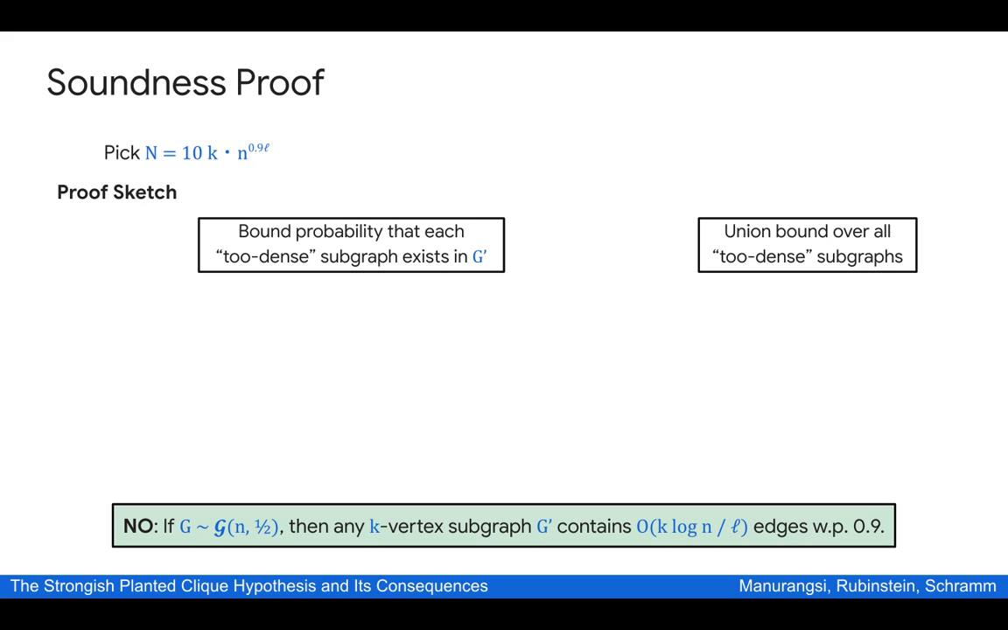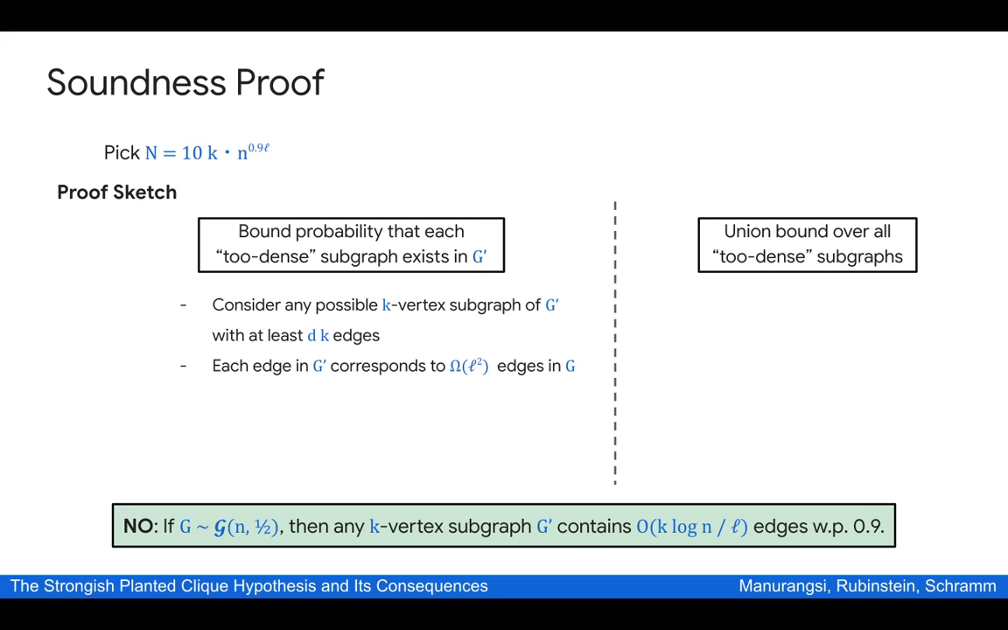So let us start with the former. How do we bound the probability that each too dense subgraph exists? Let's consider any possible K-vertex subgraph of G prime with at least D times K edges, where D is a parameter we will choose later. Notice here that each edge in G prime corresponds to a clique in G, which is a union between the two subsets Si and Sj. Now, since each of Si and Sj has size L, this corresponds to roughly L squared edges in the original graph G.